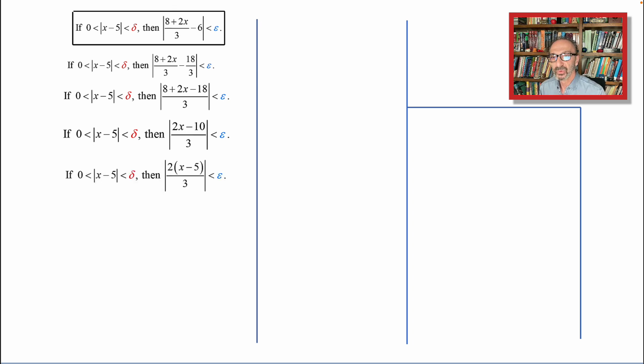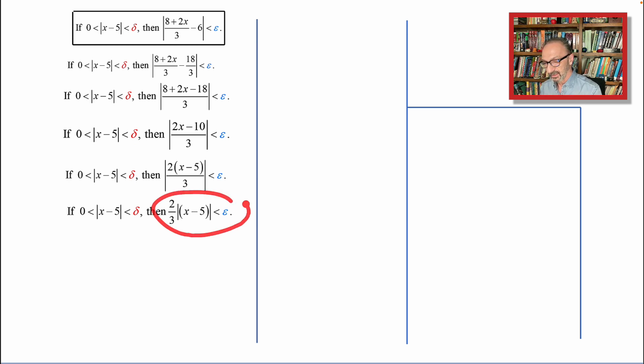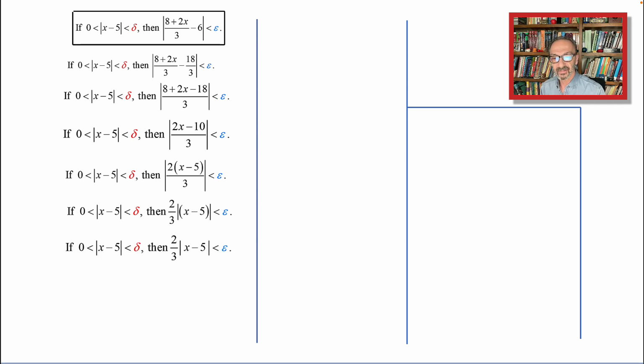I'm going to take the 2 out as a common factor on top. And now I have 2 times x minus 5 over 3. I will take 2/3 outside, if and only if. The following, 2/3 is outside. Now I'm going to multiply by 3 over 2 both sides and leave x minus 5 alone. Now I see the connection. Almost there. Multiply by 3 over 2 both sides from here.